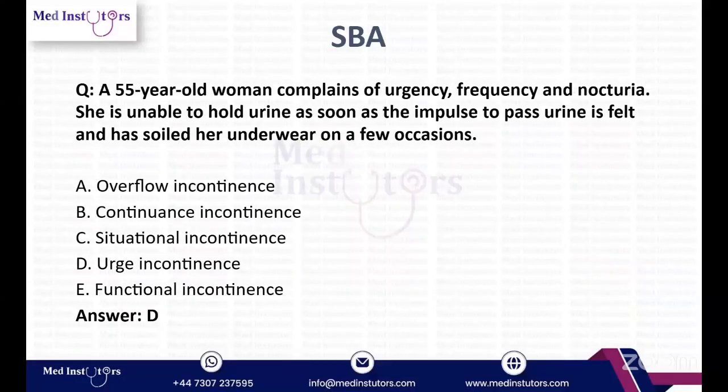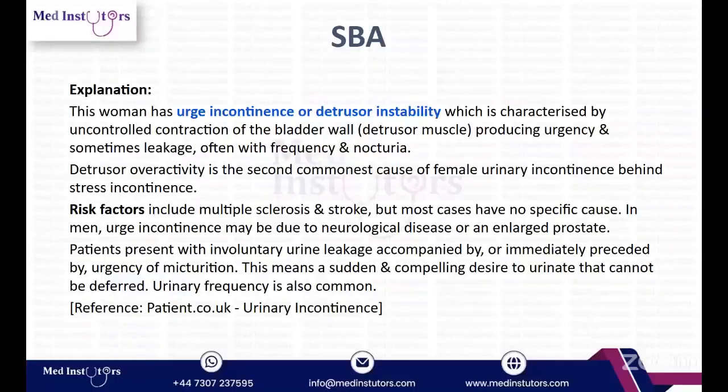That's correct. I have pretty intelligent students. Keep it up. So yes, this patient has urge incontinence or detrusor instability. The risk factors might include multiple sclerosis, stroke, but in some cases there is no specific cause. In men, urge incontinence may be due to neurological disease or an enlarged prostate. Patients may have involuntary urine leaking, preceded by urgency of micturition. This means a sudden and compelling desire to urinate that cannot be deferred.